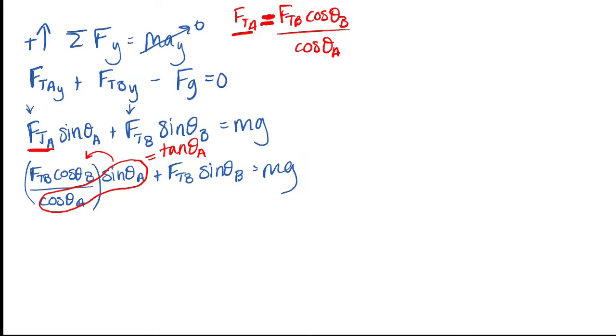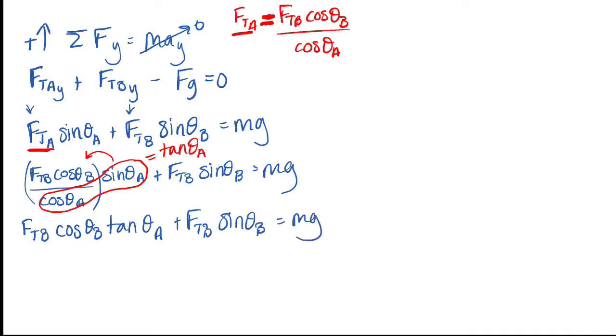Okay, so even though you're like, how did that make anything any easier? Just trust me. I promise it did, okay? Because then we have this times cosine theta B plus, not sine, tan of the theta at A, tan theta A. Plus force of tension at B times sine theta B equals mg. And you're going, Miss Waters, I still don't see how this is any simpler. Here it is. Now, at least we don't have brackets and that big mess up there.